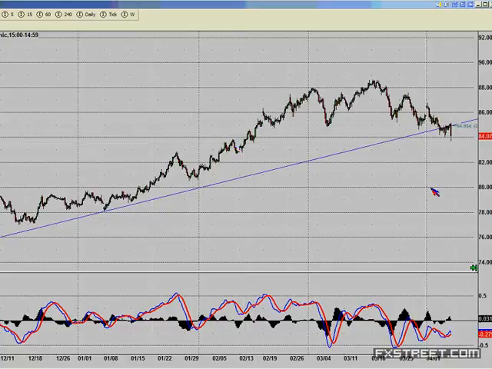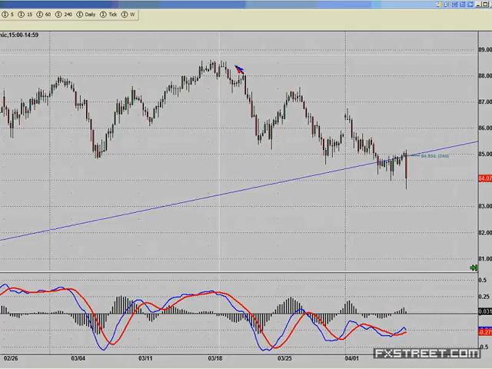Well, what happens when that trend line breaks down? It's simply telling me the pattern is shifting. We went from having a pattern of higher highs and higher lows to a clear pattern of lower highs and lower lows. So that's why I came on the chart right here.